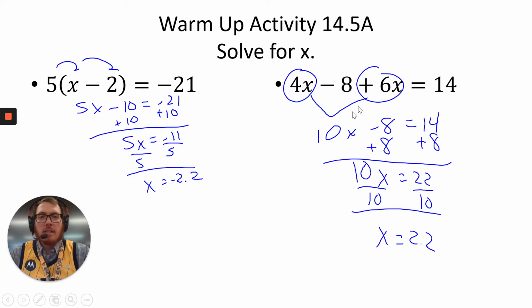So 4x plus 6x is 10x. 10x minus 8 equals 14. Add 8 to both sides, so 10x equals 22. Divide by 10, and x is 2.2. I think that was a little bit more straightforward.